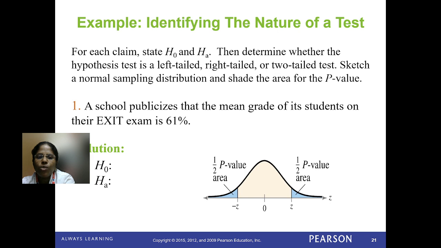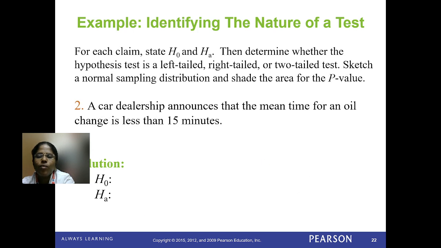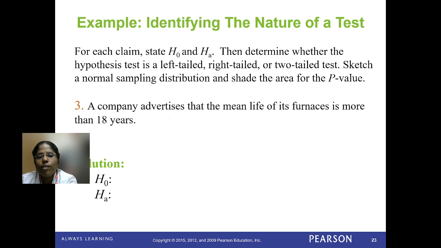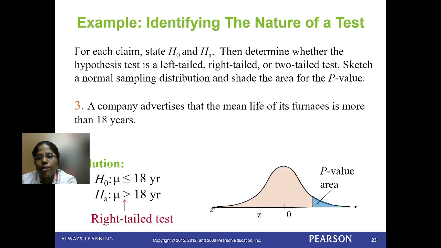So here the H naught value is mu is equal to 0.61, and not equal to will come for the alternate hypothesis. I had explained it before, which tells you the two tail test like this. For the next example, less than 15 minutes, first we need to write the alternate hypothesis and then go for the null hypothesis. For that you will get the left tail test like this. For the third one, which is more than 18 years, you have the alternate hypothesis with the greater than symbol, so you will have the right tail test and your picture looks like this.